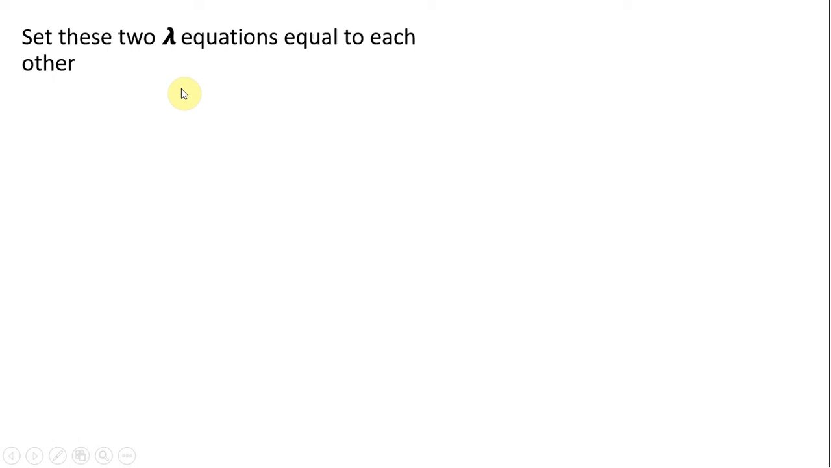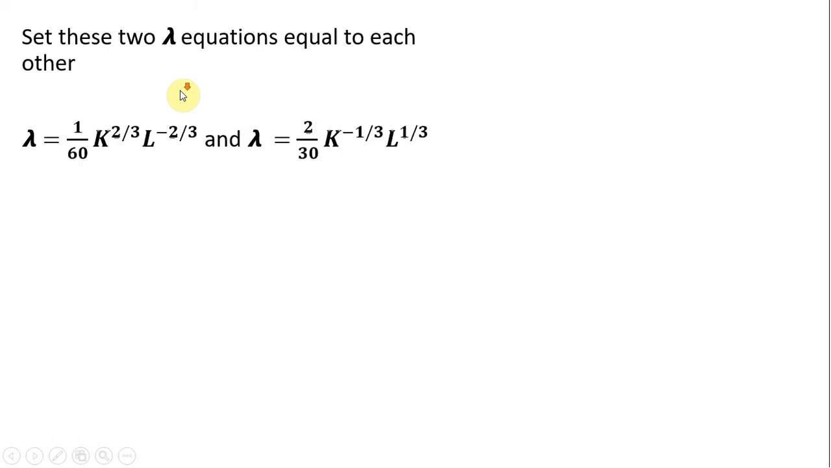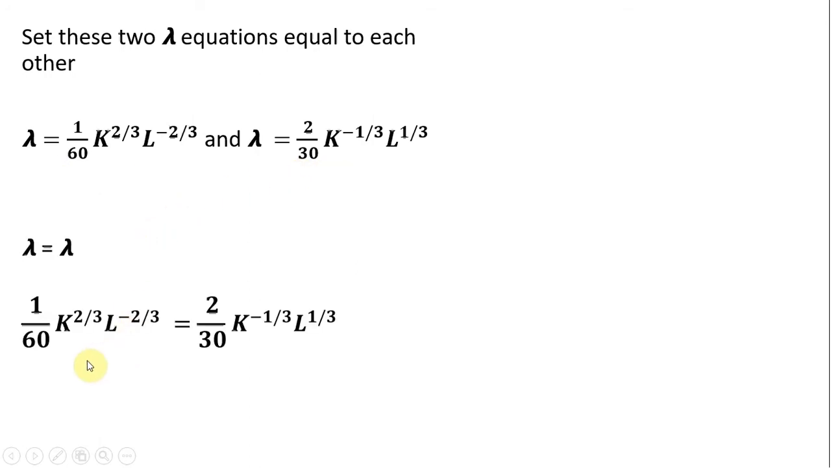I'm going to set both of these lambda equations equal to each other. So this is what we found on the last slide, setting lambda equal to lambda, and now simplifying. The first thing I did was I multiplied both sides through by 60. So 60 times 2 is 120. Divided by 30 gives us 4.